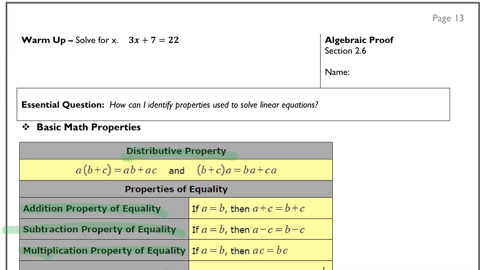Hello and welcome. Today we're going to be talking about algebraic proof. This corresponds to Chapter 2, Section 6. We're going to be going through some basic algebra steps and just justifying each step, which we do anyways in our head, like we add to both sides.